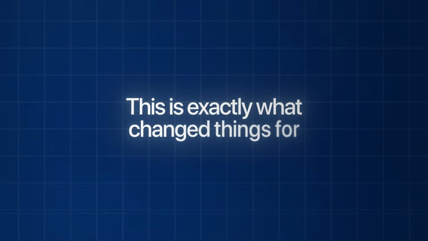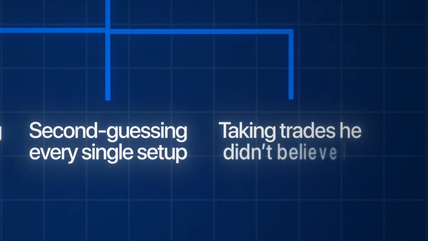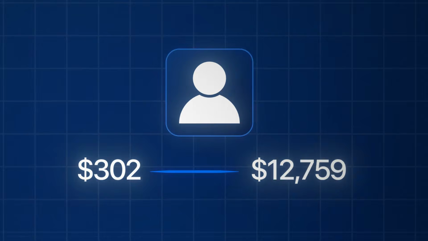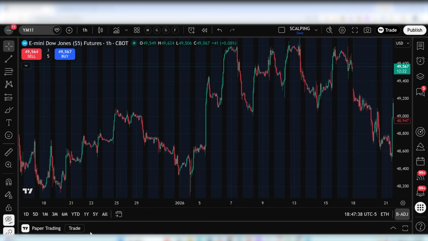This is exactly what changed things for Brandon. Before this, he was system hopping, second guessing every single setup, and taking trades he didn't believe in. Once he started using timing-based entries like this, everything amplified. No more guessing, no more forcing trades. And over time, he went from inconsistent to over 100K and prop firm payouts. Congratulations. Well done, brother. So let's go back through some recent days.